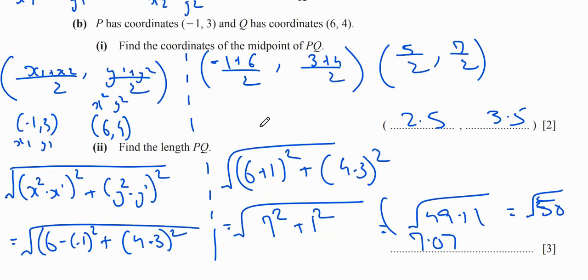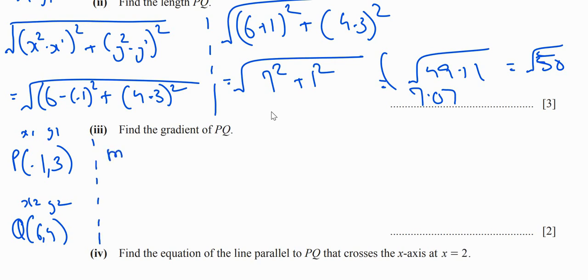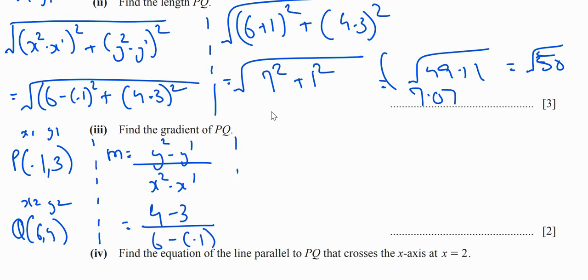Now it says calculate the gradient of PQ. So let me write down the points of PQ. P is -1, 3. Q is 6, 4. X1, Y1, X2, Y2. The formula for gradient is Y2 minus Y1 upon X2 minus X1. Y2 is 4, Y1 is 3, X2 is 6, X1 is -1. 4 minus 3 is 1 upon 6 plus 1 is 7. So the gradient is 1 upon 7.